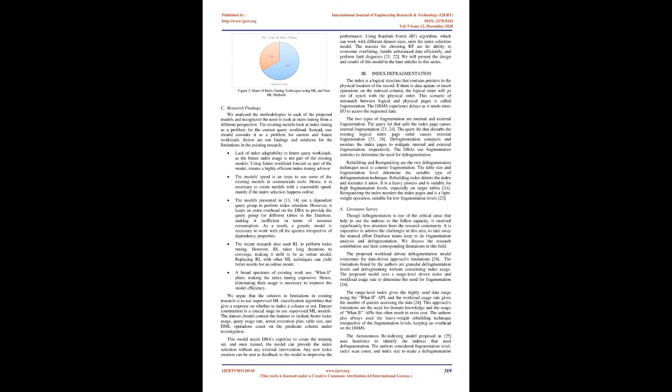The models presented in 13, 14 use a dependent query group to perform index selection. However, it keeps an extra overhead on the DBA to provide the query group for different tables in the database, making it inefficient in terms of resource consumption. As a result, a generic model is necessary to work with all the queries irrespective of dependency properties.